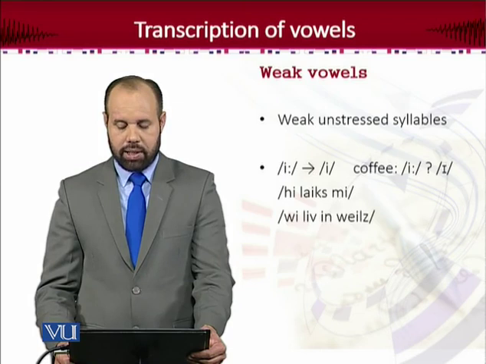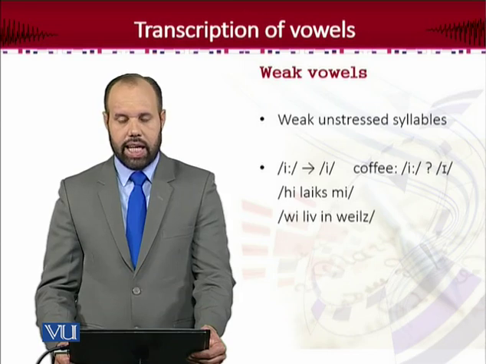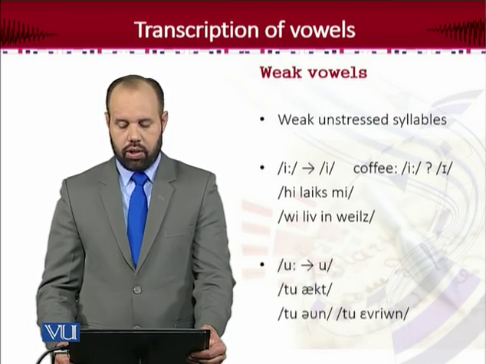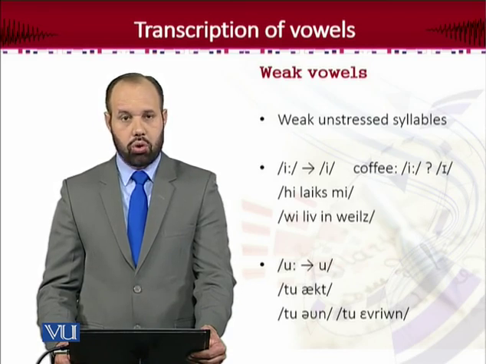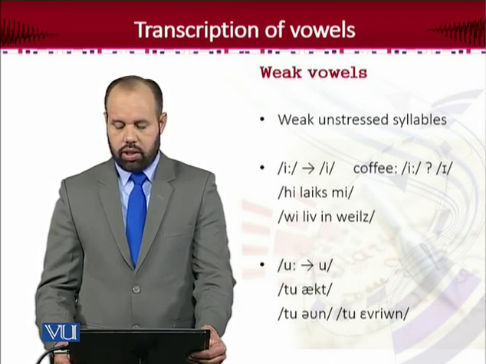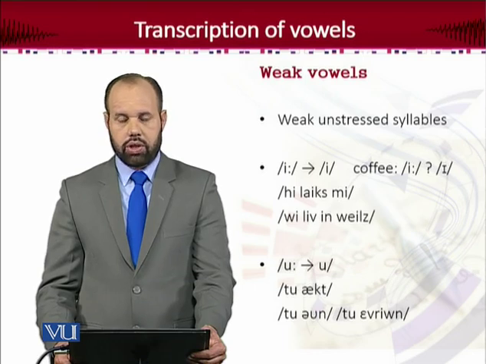This can also take place like in the sentence, he likes me. The vowel in he is not a complete vowel; it is the reduced one. We live in Wales. So we, again, is a reduced one. And one more reduced vowel, the mid vowel sound between oo and o, like in to act, or to own, or to everyone. The vowel which occurs after T is the reduced form.